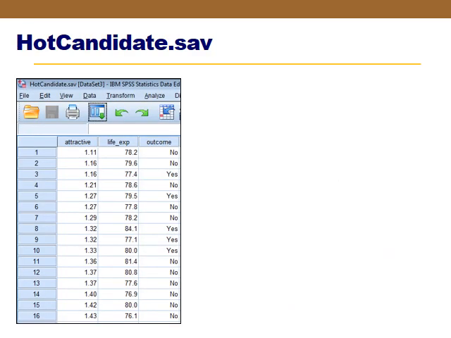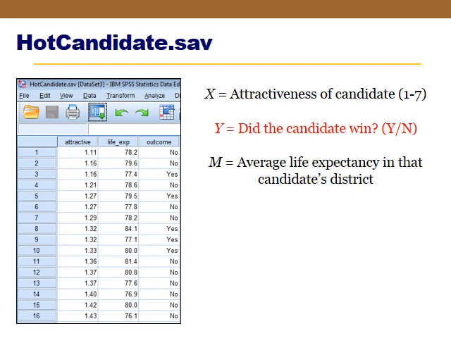So here's our data file called hotcandidate.sav. For each political candidate, we know three things. We know how attractive they are, as judged by other people who knew nothing about the study. We know the average life expectancy in their congressional district, and we know whether they ultimately won the election or not. So there's just those three variables again.